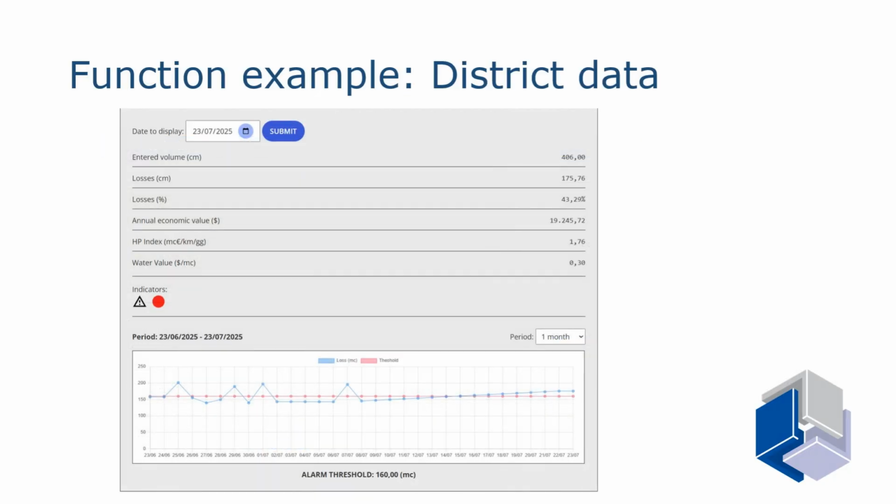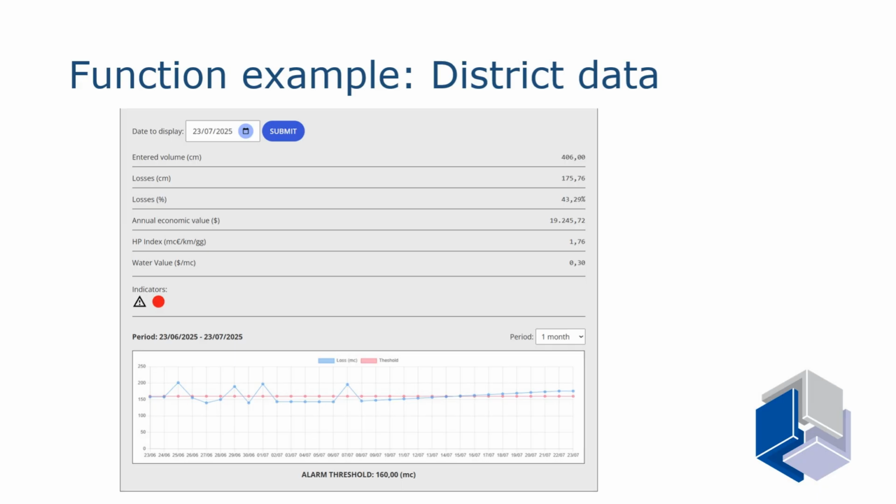In the central part we have all the analytical data of loss, input, annual economic value of the loss if the loss detected on the selected day is replicated for 365 days. You can see the HP index, which is an indicator that allows you to define the priorities of intervention to search for and repair leaks, and finally the economic value of the water per cubic meter, which allowed us to calculate the economic value of the leak detected on the chosen date.